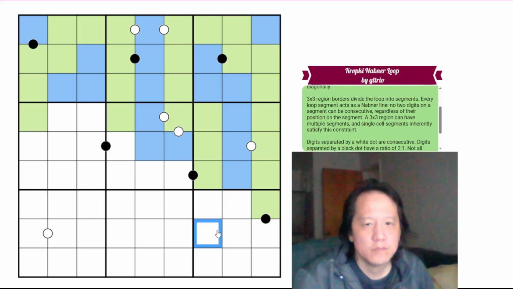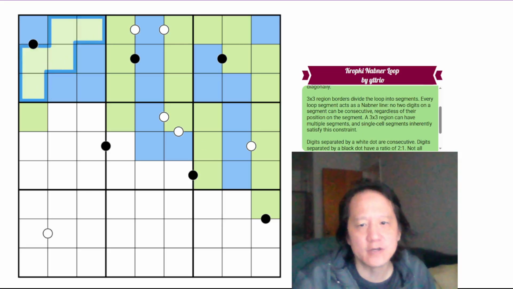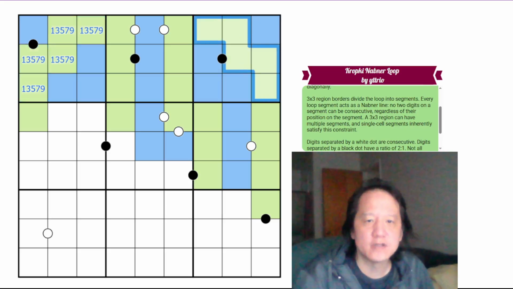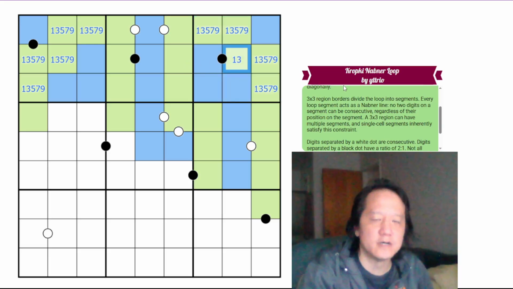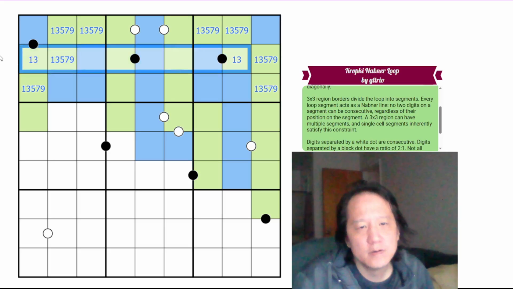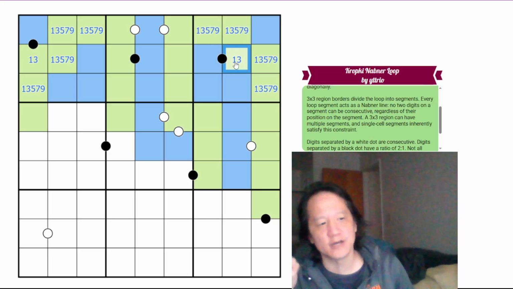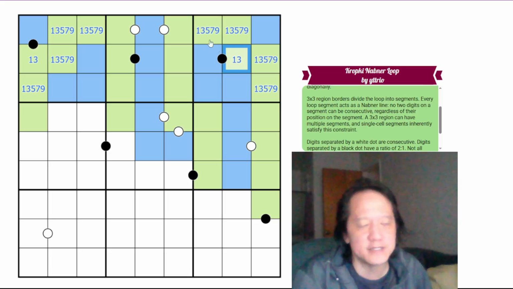Okay. So we know this Nabner is 13579. We know this Nabner is 13579. 579 cannot be next to a black Kropki dot. This is because 5, 7, 9 halved are 2.5, 3.5, 4.5, which are not digits. And if you double 5, 7, or 9, you get 10, 14, or 18, which are not digits.